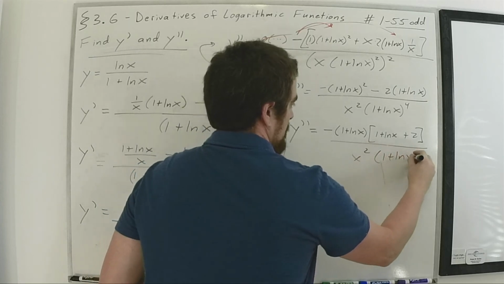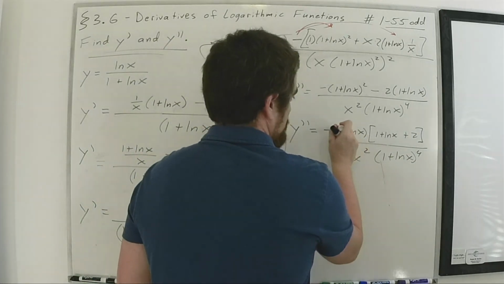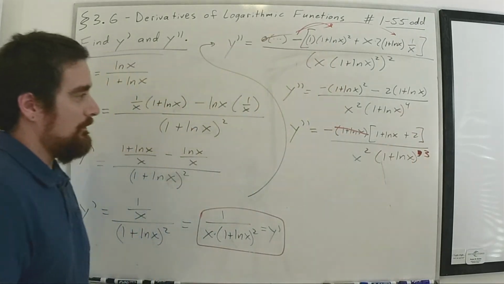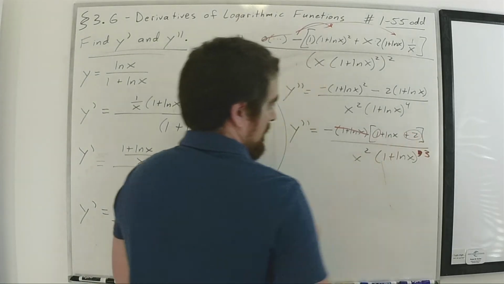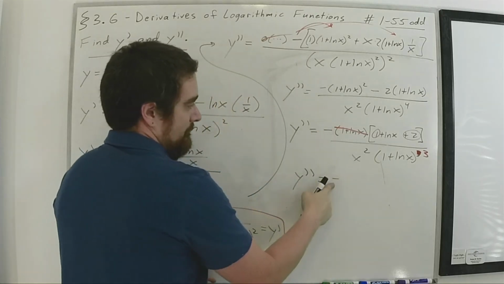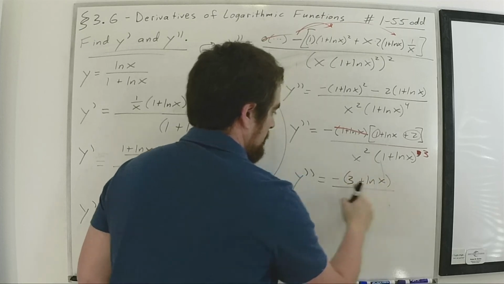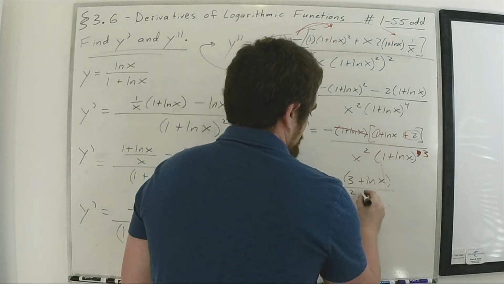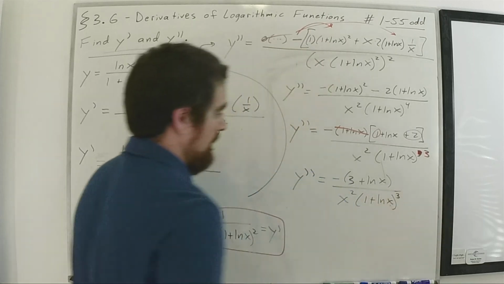x squared times 1 plus log x to the 4th is still on the bottom. But it does allow me to cancel one of these complete 1 plus log x factors out with one of these in the denominator, so I'll get a cube instead of a fourth power. And it also allows me to combine positive 1 and positive 2. I still have the negative. I'll have 3 plus log x, or log x plus 3, however you want to write it. But the negative does get applied to all of it. x squared never went anywhere. And 1 plus log x now gets raised to the third power in the denominator.